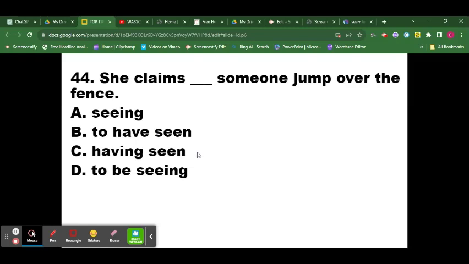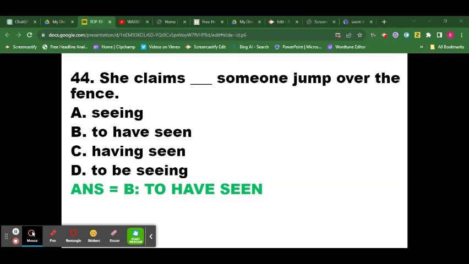The correct option, of course, is B, she claims to have seen. And the explanation is quite simple. This has to do with the correct use of verbs. You can claim that something happened or that you saw it happen. That is one way of using claim.